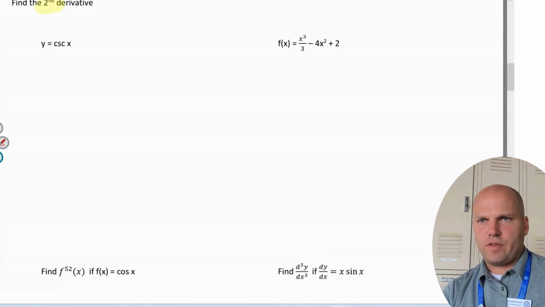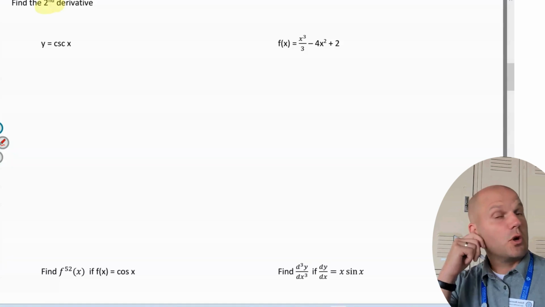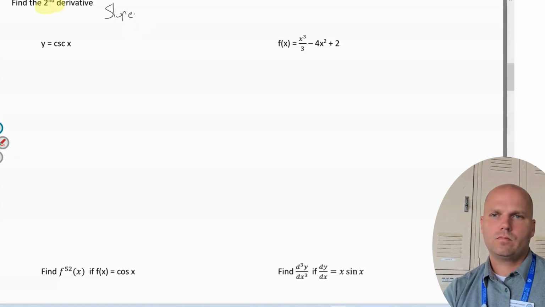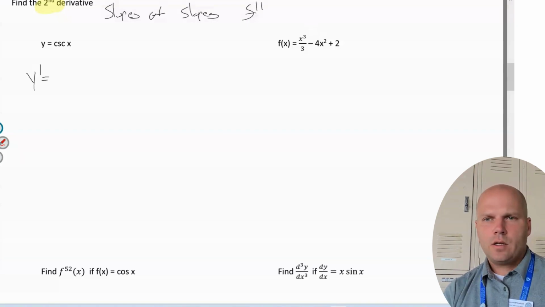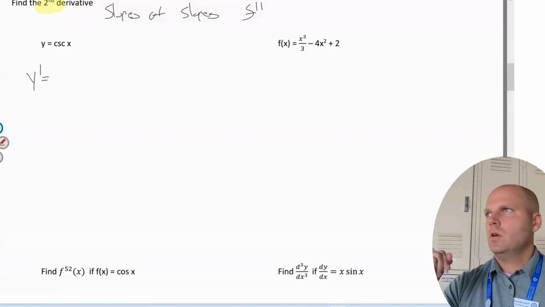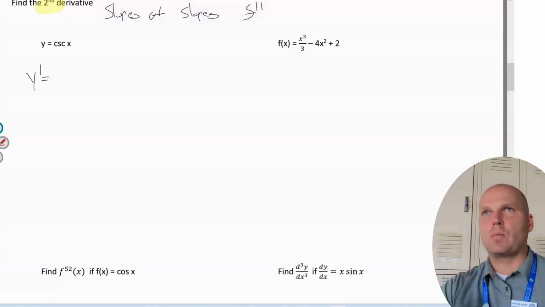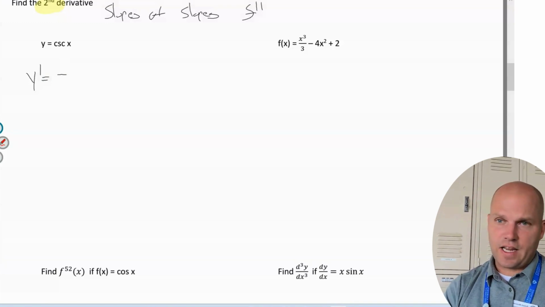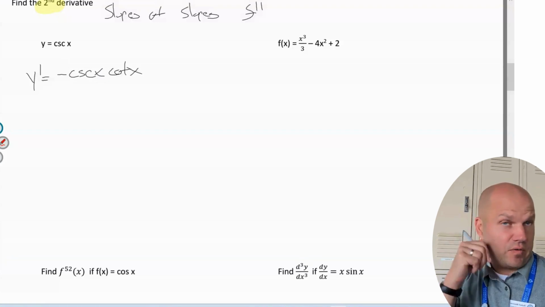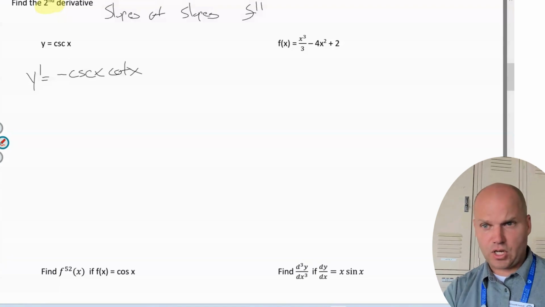What is the second derivative? It's just the slopes of the slopes. It's f double prime. You find the slopes of y, you then find the slopes of y prime. Secant is secant tangent, cosecant is negative cosecant cotangent. That's the first derivative, the slopes of y. Now, what are the slopes of this?